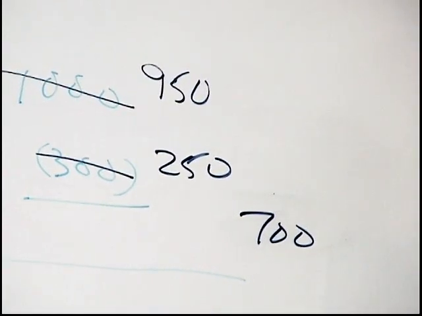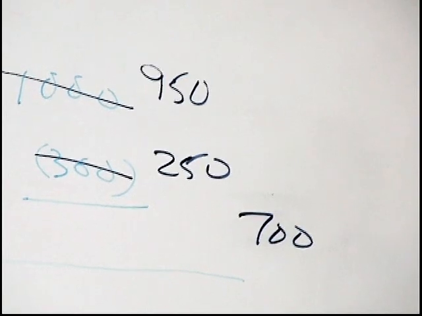The point is that it's a tricky question. What is the impact of writing off a receivable on net assets or net receivables? The impact is zero. It was 700 before, and it's 700 after.